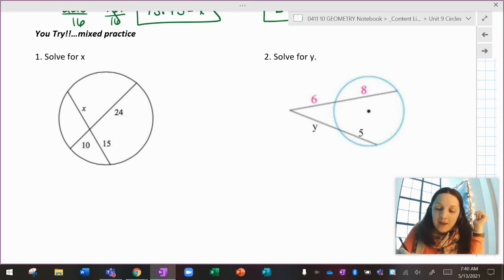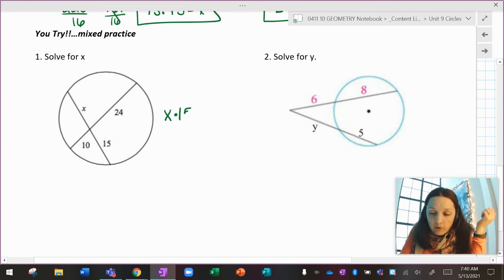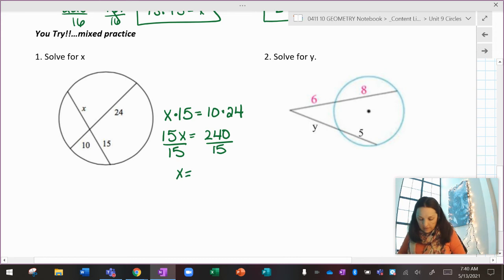So on this one, we have two intersecting chords. So it's part times part, which is the x times 15, equals the other part times part. So I have 15x equals 240. And then if I divide by 15, I get 16.